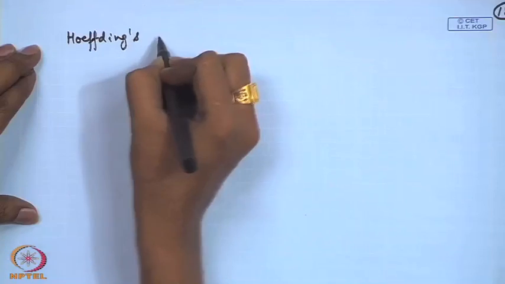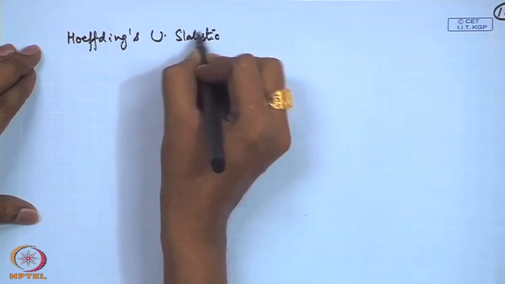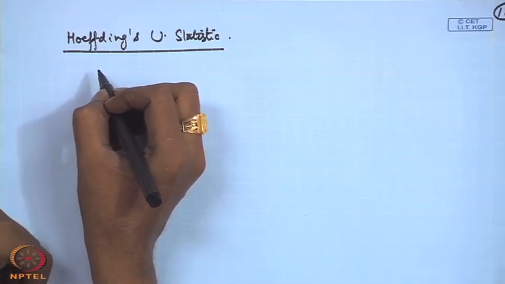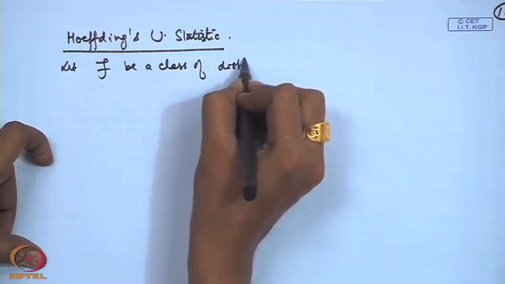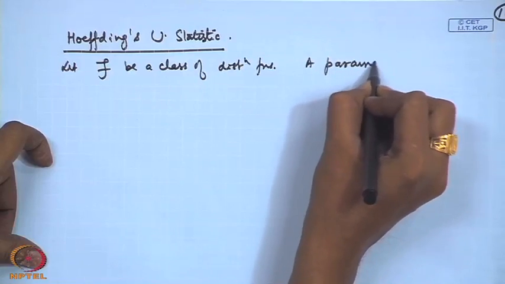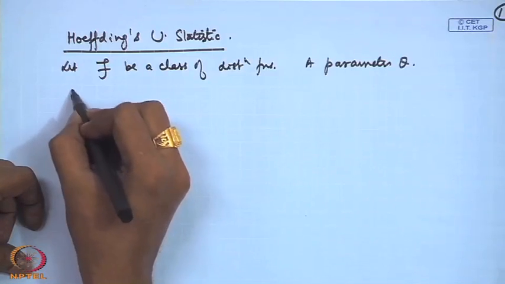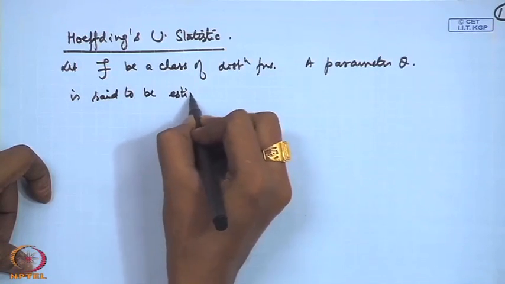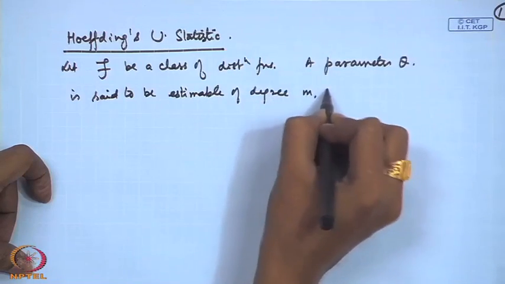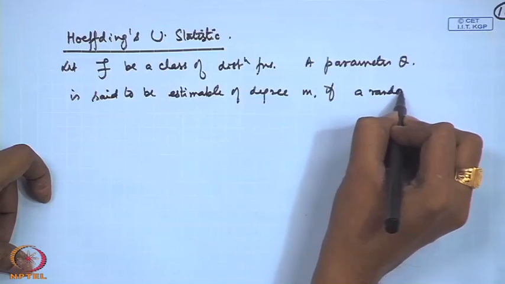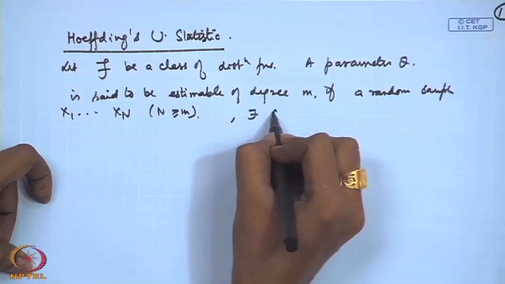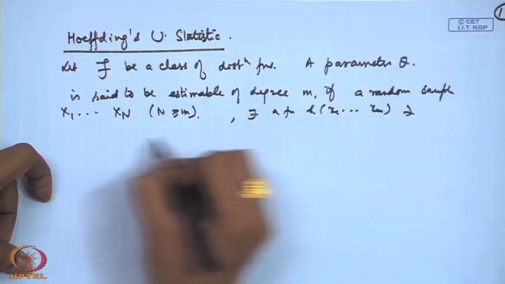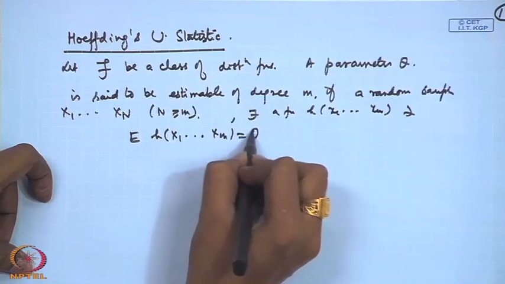So, let me talk now about the Hoeffding's U statistic. What is a Hoeffding's U statistic? It is defined as follows: let F be a class of distribution functions. A parameter theta is said to be estimable of degree m if, for a random sample x1, x2, ..., xn, with n greater than or equal to m, there exists a function h of x1, x2, ..., xm such that the expectation of h of x1, x2, ..., xm is equal to theta.